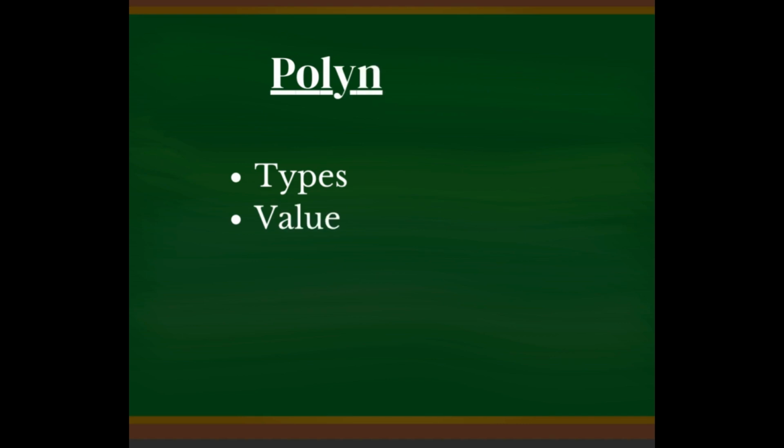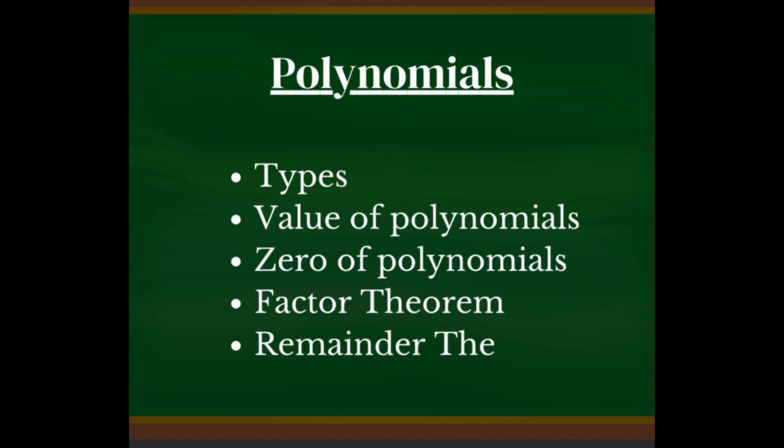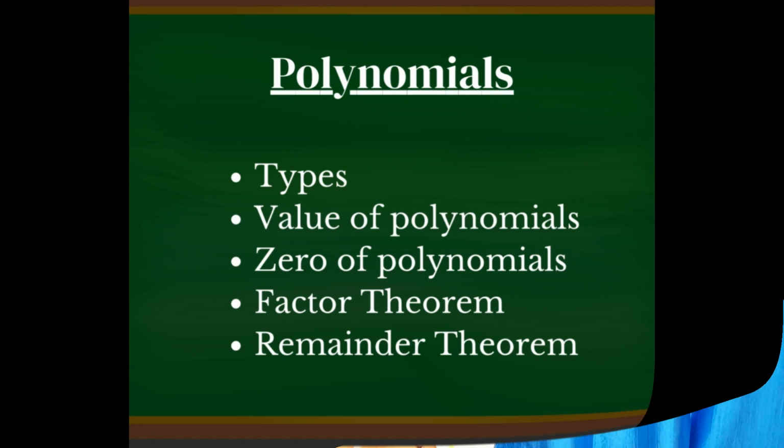Then one more important thing here is polynomials. What is the meaning of polynomials? Types of polynomials, value of a polynomial, zero of a polynomial, then division of polynomials, then what is the factor theorem, what is the remainder theorem, how to find the remainder when we divide one polynomial by another without the actual division. We can find the remainder by using the remainder theorem. So you must study all these things.